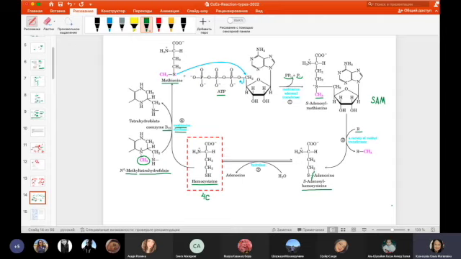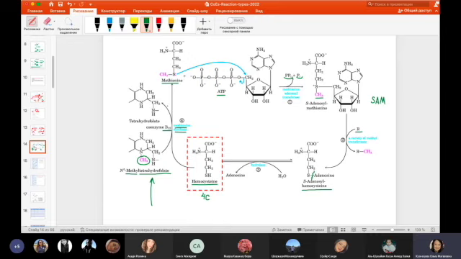Both are temporary acceptors of the methyl group. Both participate in the transfer of one carbon to homocysteine to get methionine. Questions, please? Clear, okay. And the last set, the small set about tetrahydrofolic acid, about this cofactor.